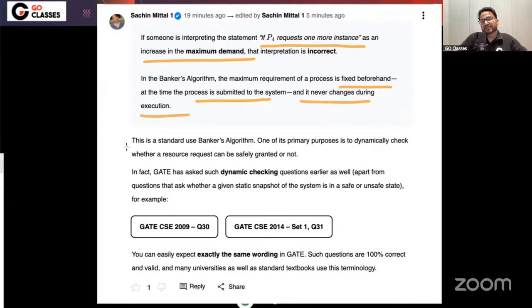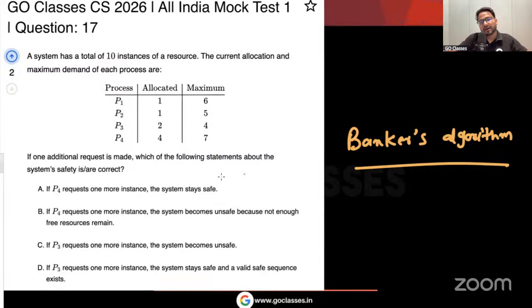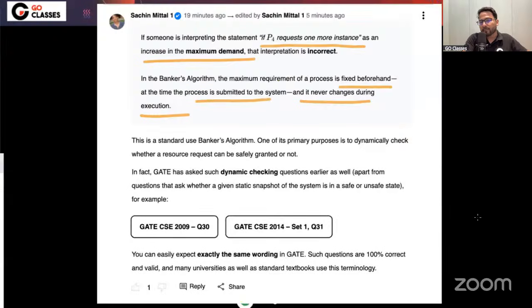This question is basically just asking you to apply the standard Banker's algorithm. One of its primary purposes is to dynamically check whether a resource request can be safely granted or not. So here we will just be checking what if we give one more resource to P4, will the system be in a safe state or not? It is that simple. I don't know why people got confused.